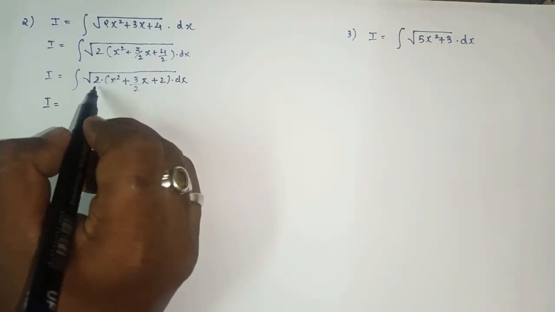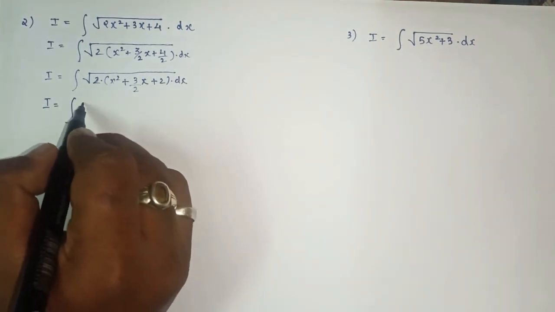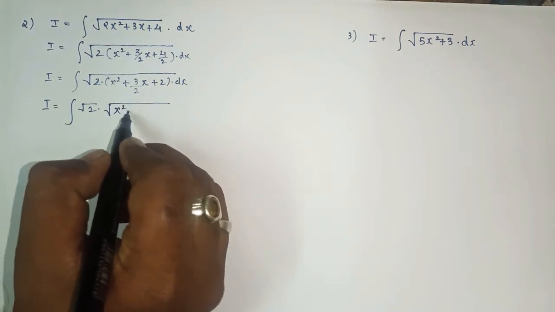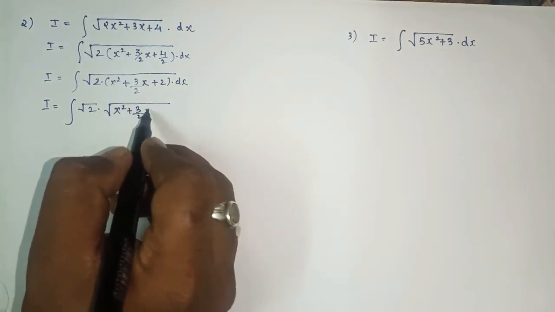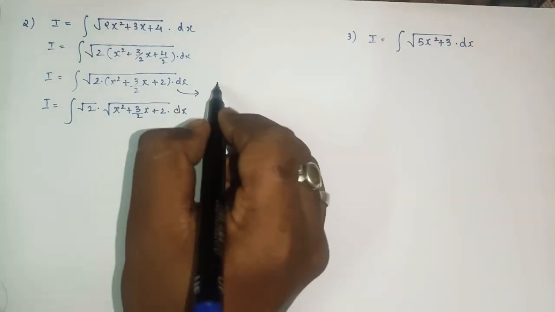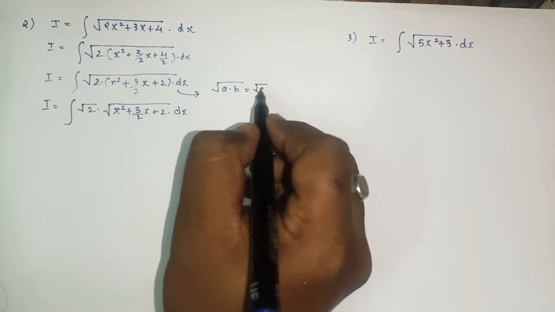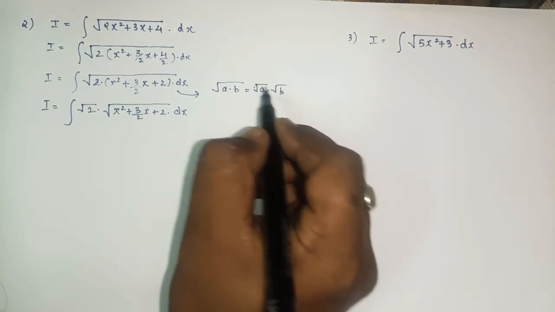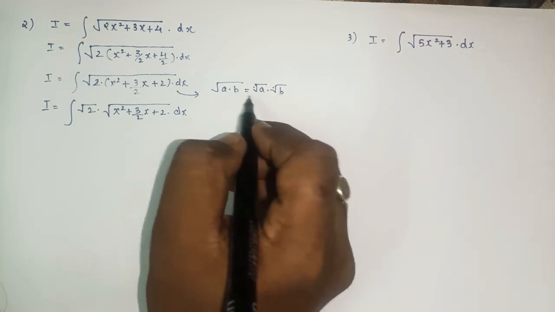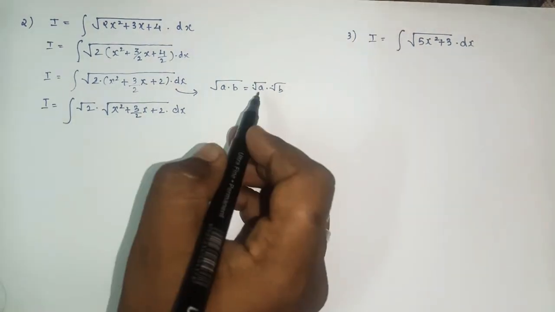Suppose we'll consider this section as one part and this section as the second part. So can I write this section as root 2 into root x square plus 3 upon 2x plus 2 into dx, as this looks like root a into b? So root a into b we can write as root a into root b, as here clearly we can see that the orders are the same. When the orders are the same, we can multiply and separate these two parts. Yes or no?